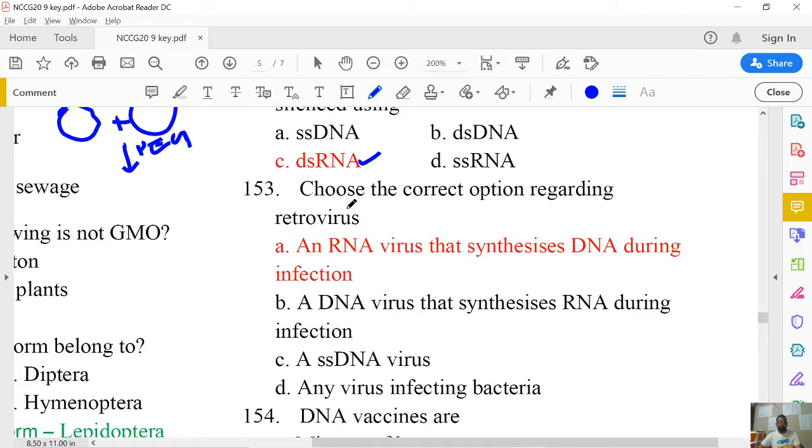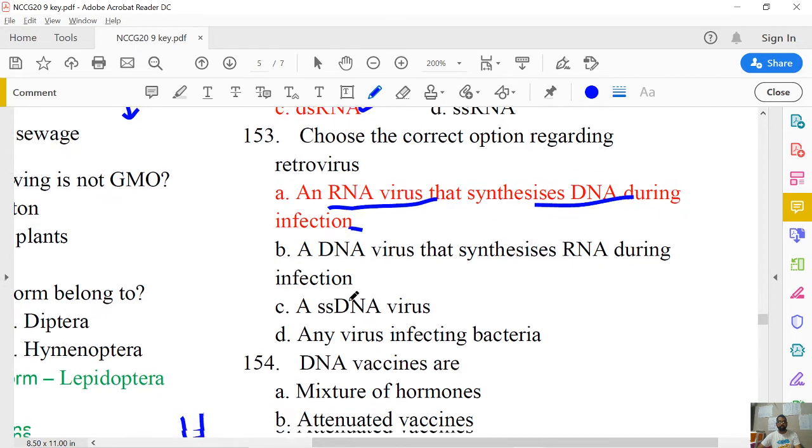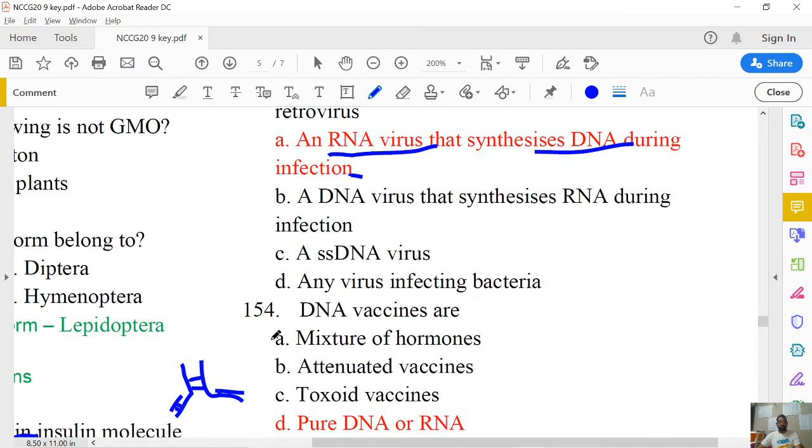Choose the correct option regarding the retrovirus. It's the RNA virus that synthesizes DNA during infection. DNA vaccines are. So mixture of hormones is wrong, attenuated is wrong, toxoid is wrong. They are actually pure RNA or DNA, mostly the DNA.